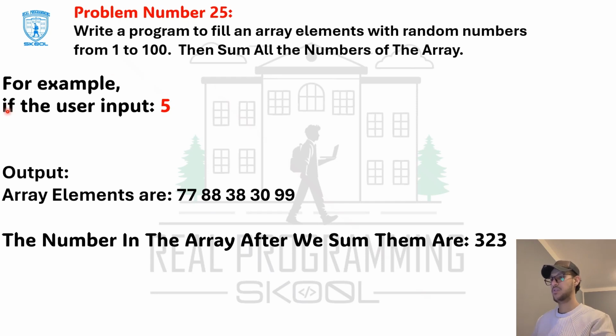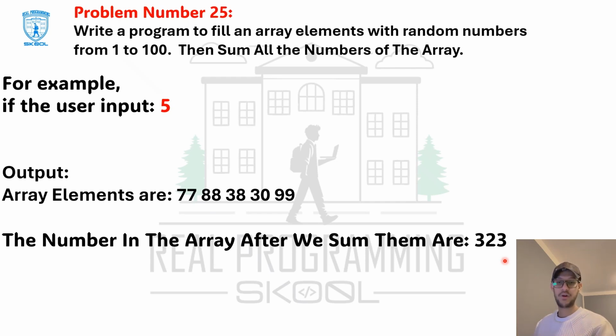For example, if the user inputs 5, the output array elements are 77, 88, 38, 39, 81. So we will print this string. After that, the numbers in the array after we sum them are 323, because if you sum all these numbers it will give you 323. So now let's go to Visual Studio to see how we're going to convert this requirement into code.